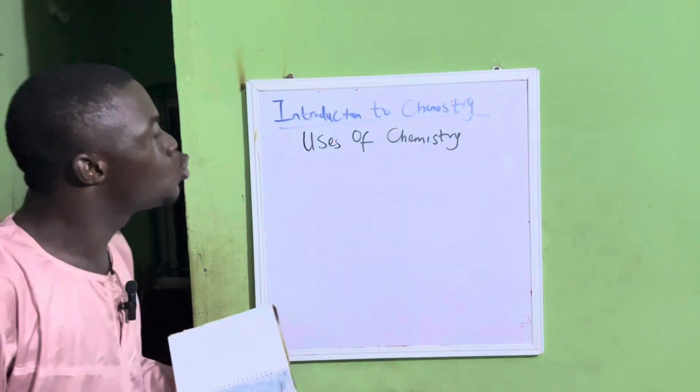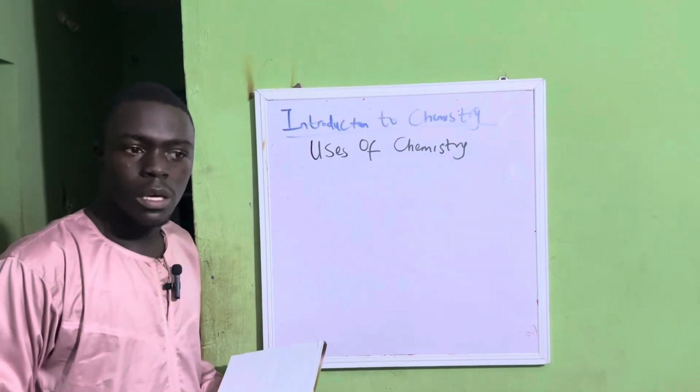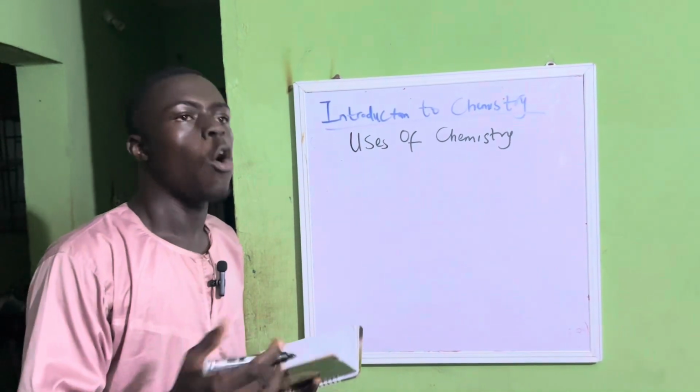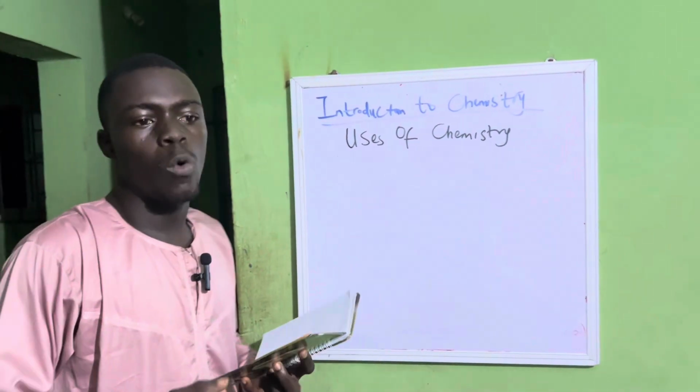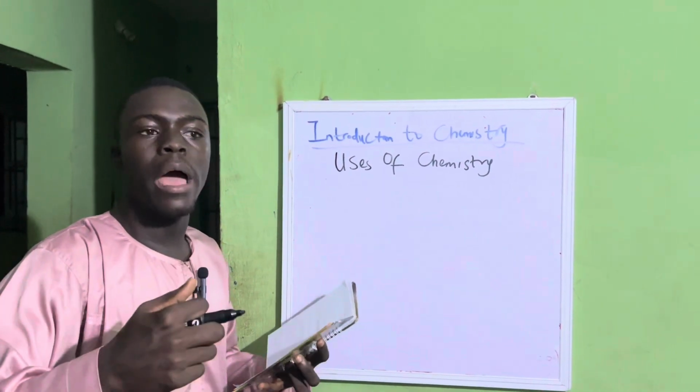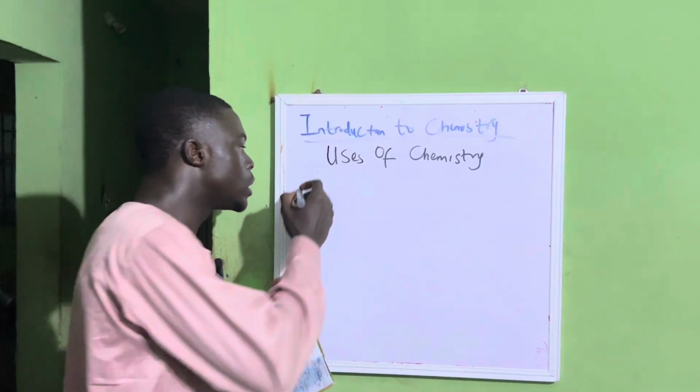So next thing to do here, we'll be going to the uses of chemistry. When you are a chemist, or you are studying chemistry, or you are even learning chemistry, what is the importance of chemistry to our human life? The first thing is food.